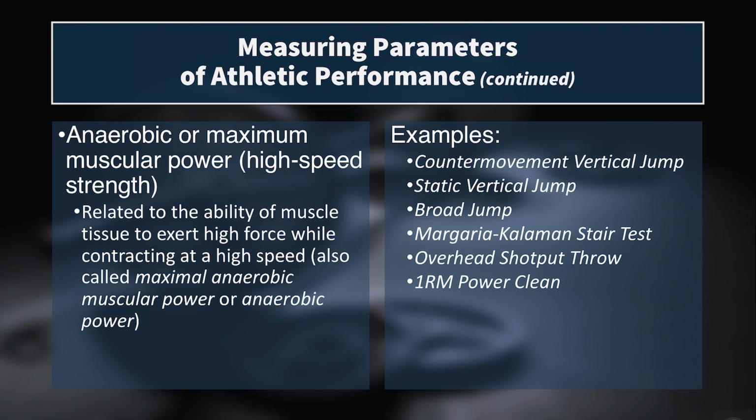This is related to the ability of the muscle tissue to exert high force while also contracting at a high speed. So now we have high force and high speed. We can also call this maximal anaerobic muscular power or anaerobic power. Some examples here: counter movement vertical jump, static vertical jump. These are different. One uses the stretch shortening cycle, the other does not.